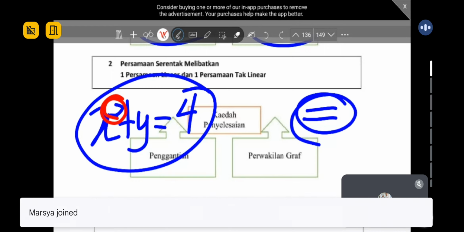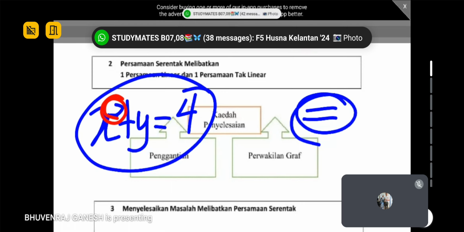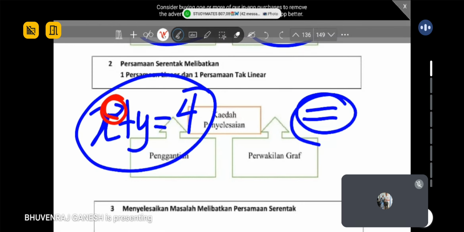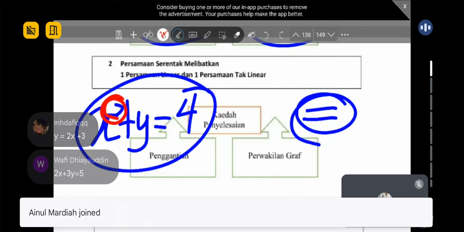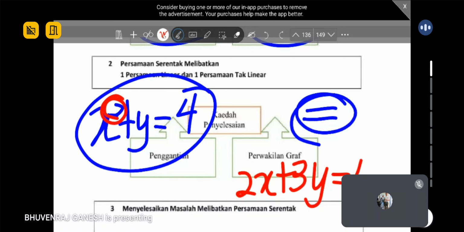So can anyone give me a linear equation? Who can give an example? This one is very simple guys. Anyone? Linear equation. Anything also can. Can you all give me an example? Yes, correct. Okay, 2x plus 3y equal to 5. So guys, now you have two equations already here. Am I right?